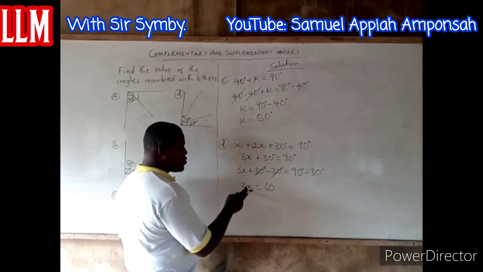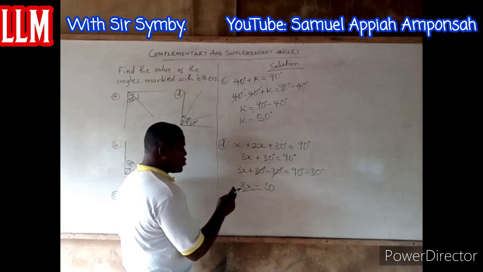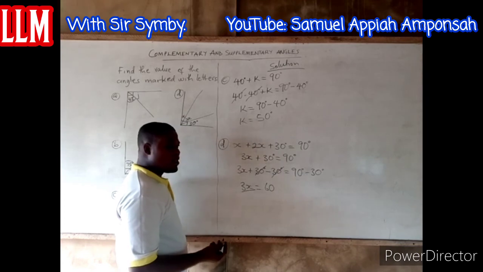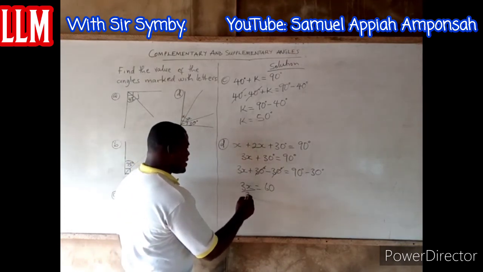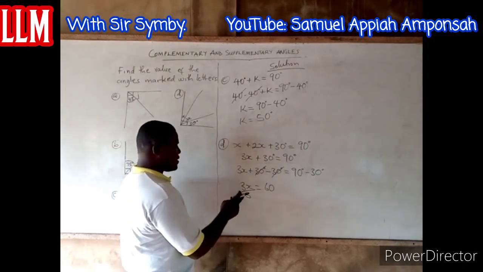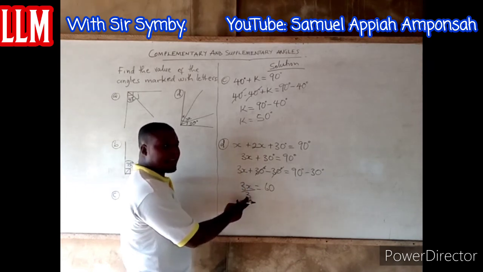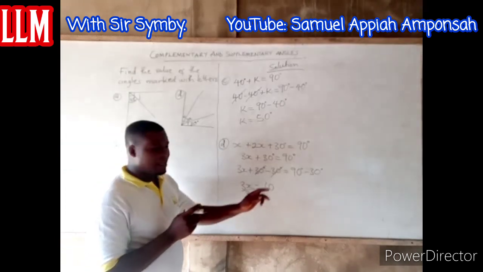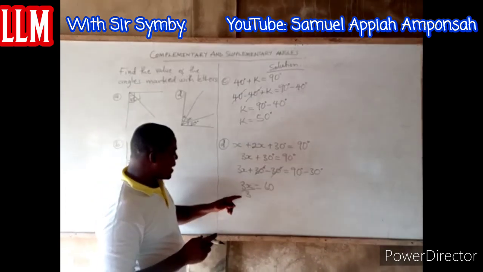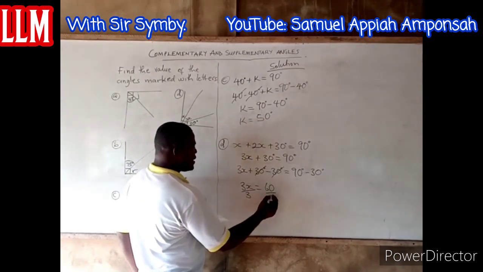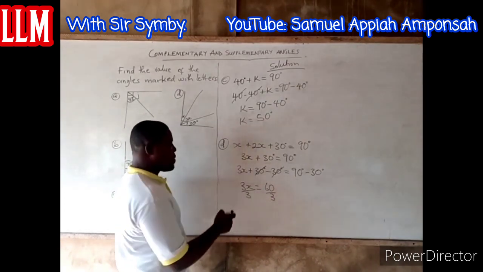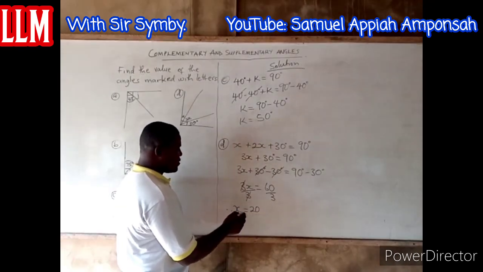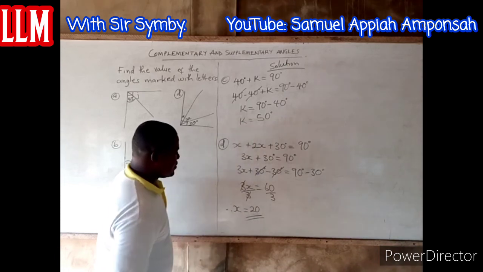Now, we want only x, so we want to do away with the coefficient of x, which is 3. And how can we do that? We can do that just by dividing this 3x by 3. And I said whatever you do at the left side, you do the same thing at the right side. So since we have divided 3x by 3, we must also divide 60 by the same number, which is what? 3. And therefore, our x is going to give us 20.